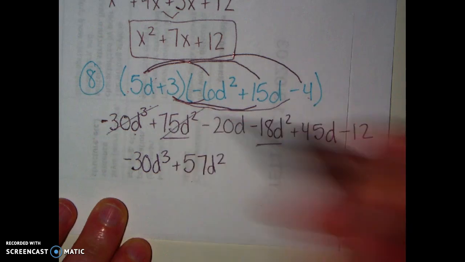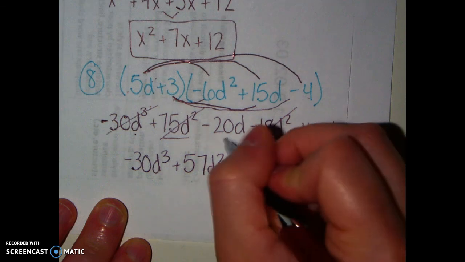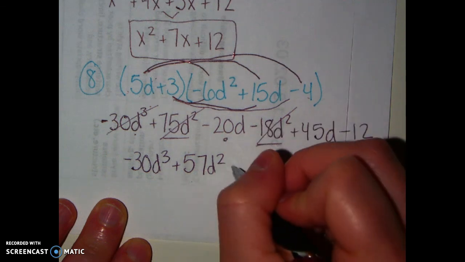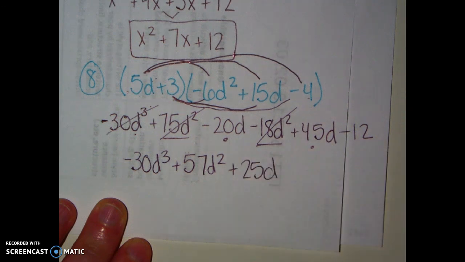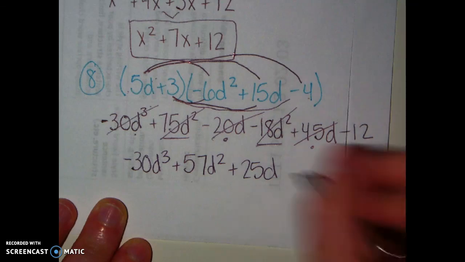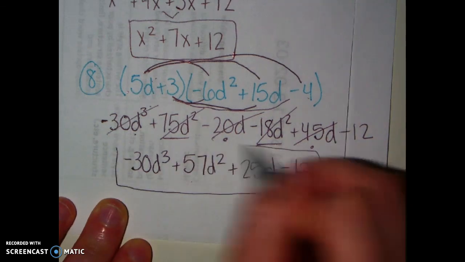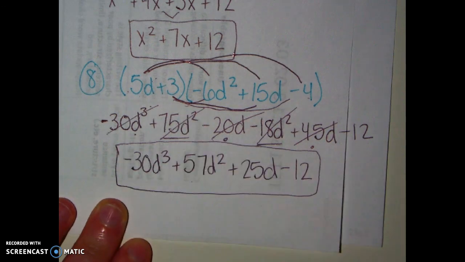Again, you can cross them out if you're done with them. That helps me. Then I'm going to do negative 20d plus 45d. That is a positive 25d. Only thing left is this negative 12, so minus 12. And there you go. That is this lovely thing multiplied out.